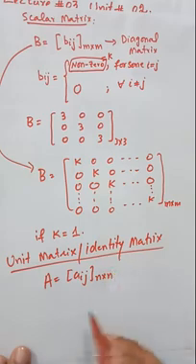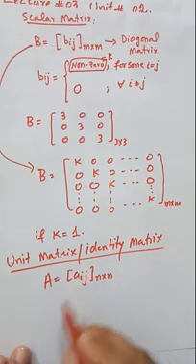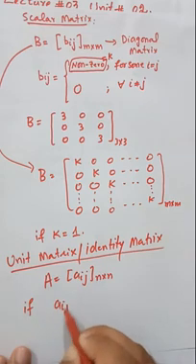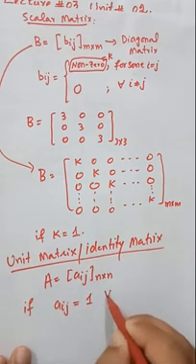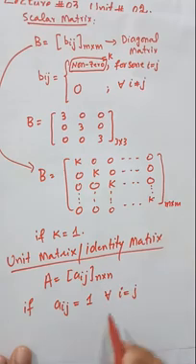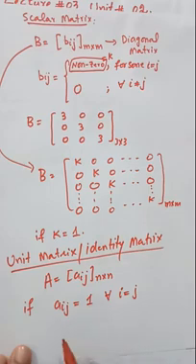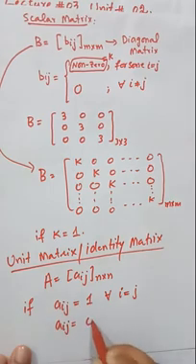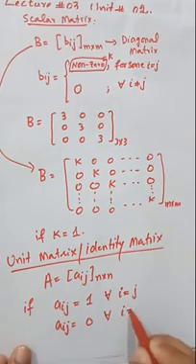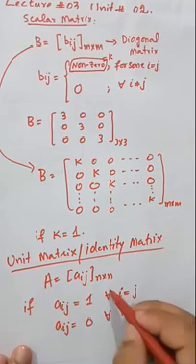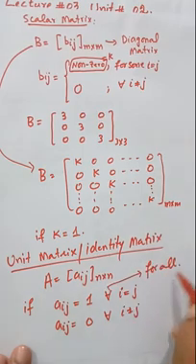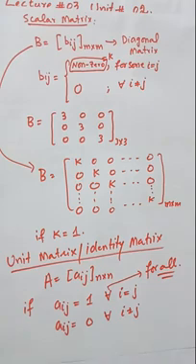The definition of the unit matrix is: this matrix is said to be a unit matrix if a_ij equals 1 for all i equal to j, meaning on the principal diagonal all the elements are non-zero and all of them are equal to 1, and the rest of the elements are 0 for all i not equal to j. This is the notation for "for all". Such matrices are called unit matrix or identity matrix.